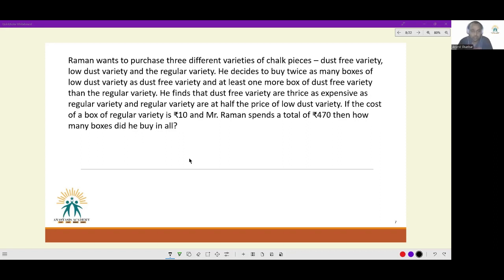Okay, let's start. I have a dust-free variety, I have a low dust variety, and I have a regular variety. 3 things. First, I have to worry about quantity. Then I have to worry about price. The wonderful thing about price is cost of the regular variety is 10 rupees. Price is already given to me as 10 for regular variety.